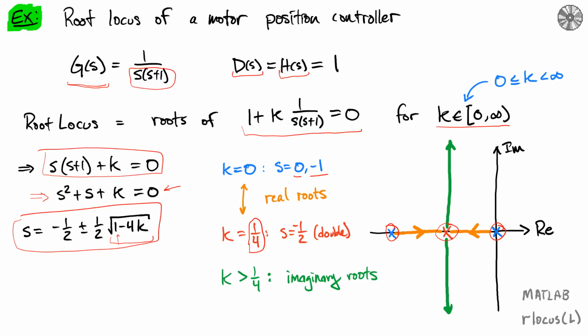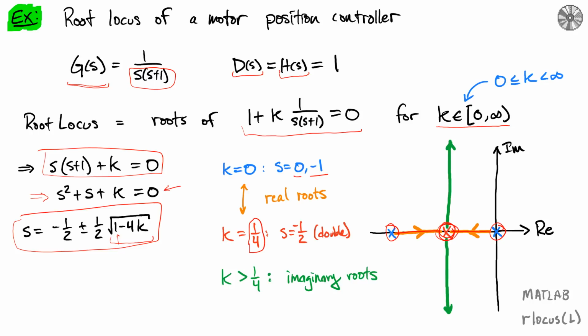And so the idea is that for k between 0 and a quarter, the roots are all real, which means that they all stay on the real axis. There's no imaginary component. And so that's why we're drawing these orange lines extending just along the real axis. And then at s equal to minus 1/2, when k is equal to a quarter, that's a double root. So right here, there's a double root.